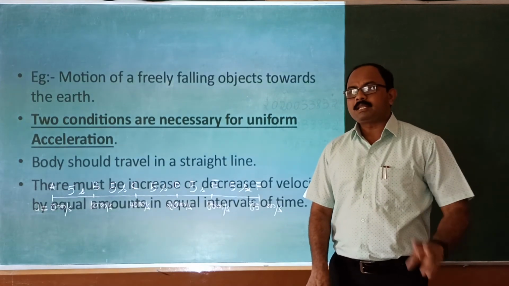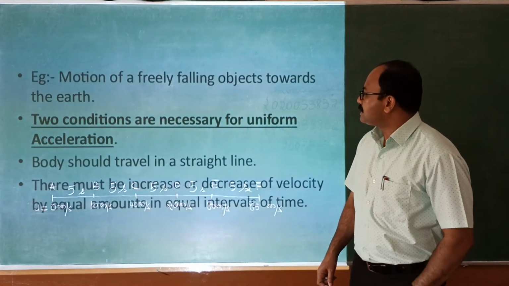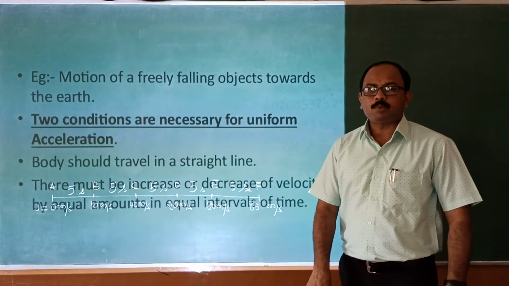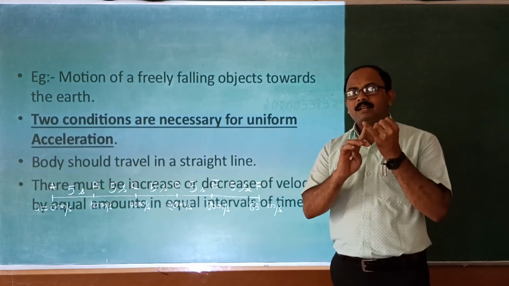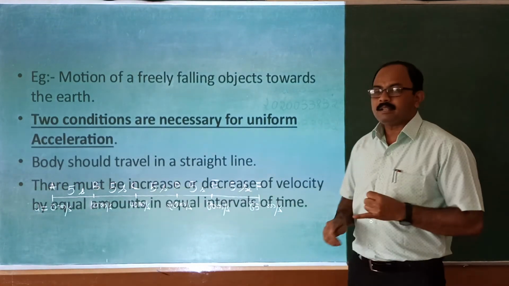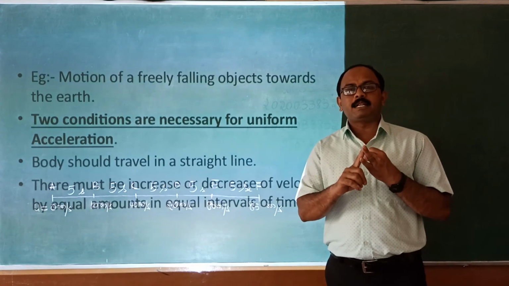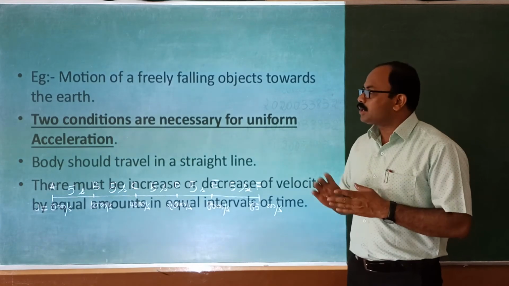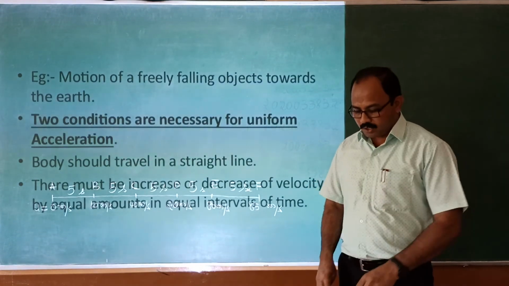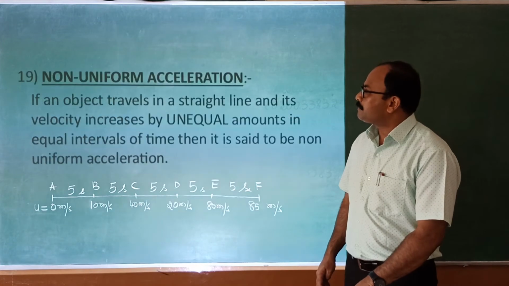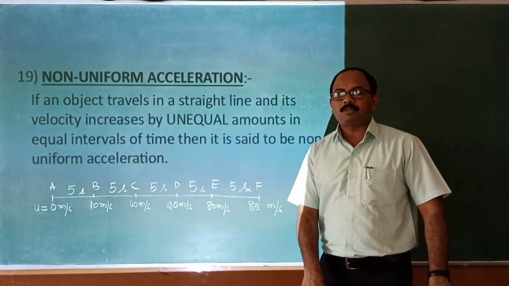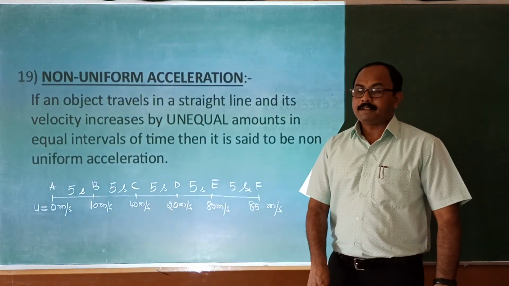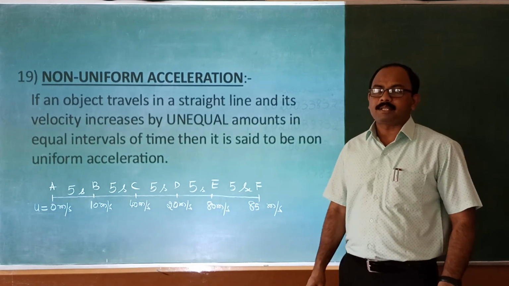Now, there are two conditions, children, which are necessary for uniform acceleration. Which are the two conditions? The first one, the object has to travel in a straight line. Straight line. There must be increase or decrease of velocity by equal amounts. These are the two conditions which are necessary for uniform acceleration, children. Now, let's discuss another concept called non-uniform acceleration. First, let's look at the diagrammatic representation, children.